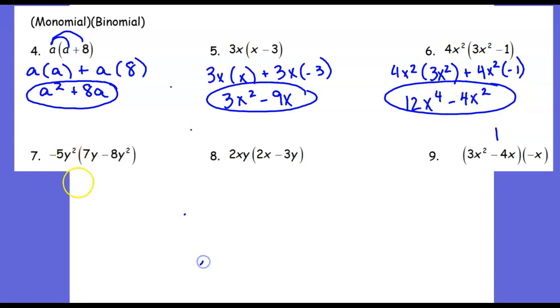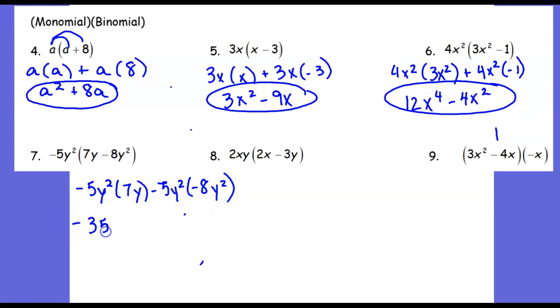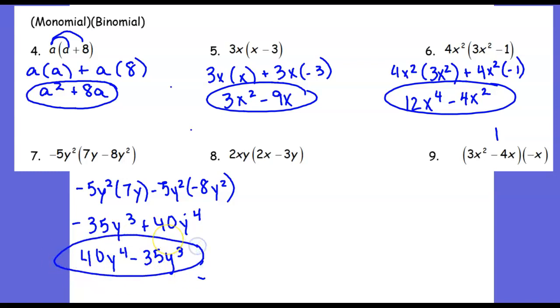Okay, we'll take the -5y squared and multiply it by the 7y, and then the -5y squared will be multiplied by the -8y squared. Okay, so we get -35y to the third power plus 40y to the fourth. Okay, since you want to write your polynomial with the highest degree going down, I'm going to rearrange this. 40y to the fourth minus 35y to the third. Okay, they are equivalent.